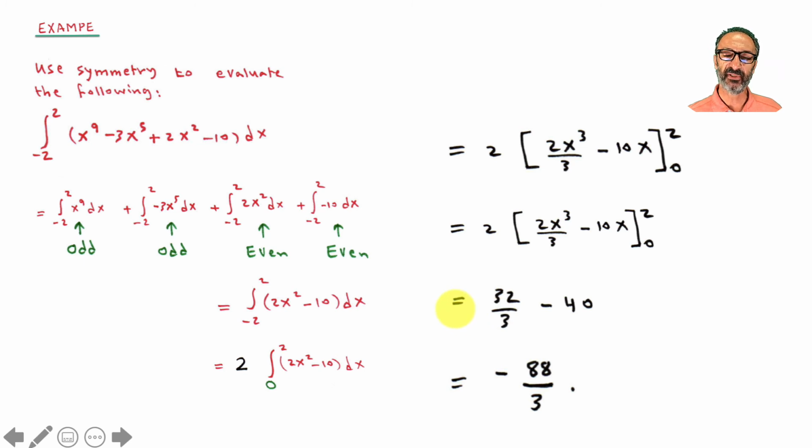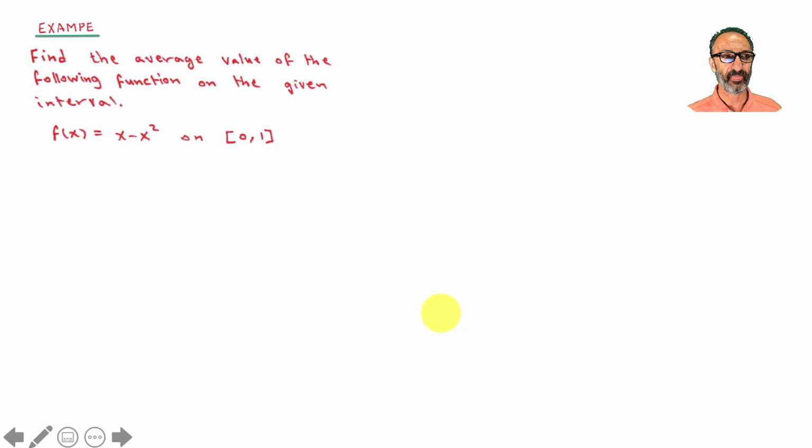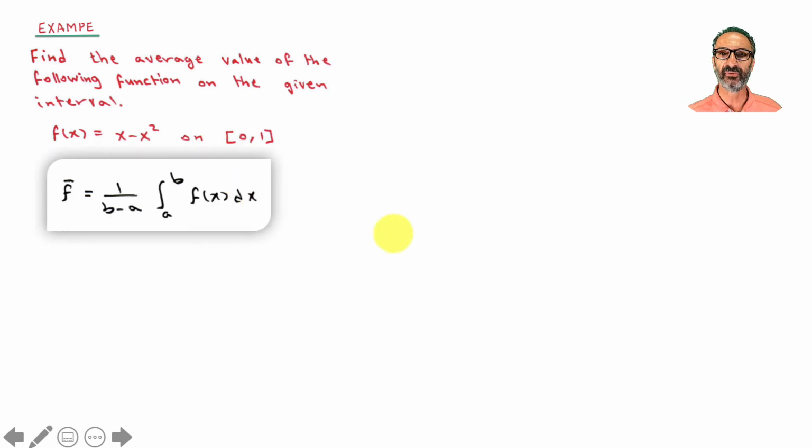now let's talk about the average value of the function. The average value of the following function on the given interval: x minus x to the second on 0 to 1. Remind you of the average value rule. F average is 1 over b minus a times the integral from a to b of f of x dx. Alright, we know what's a, we know what's b. We'll just put them in.